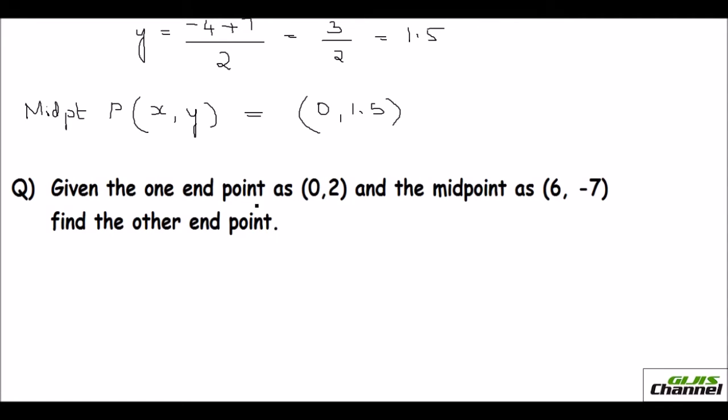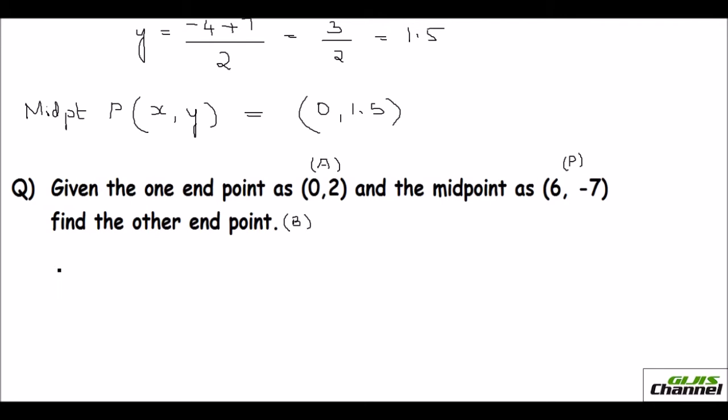Given one endpoint as 0 comma 2 and the midpoint as 6 comma -7, you are asked to find the other endpoint. Say I take this as A and the midpoint as P, you are asked to find B. You can do it in 3 ways. One is looking at the graph, the second is looking at the number pattern, and the third is using the formula. I will explain all 3 for you to understand.